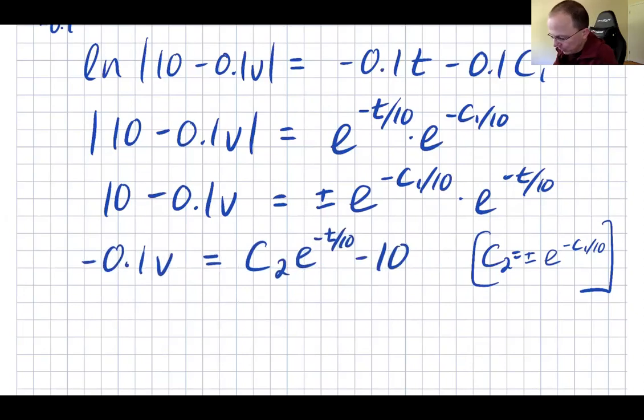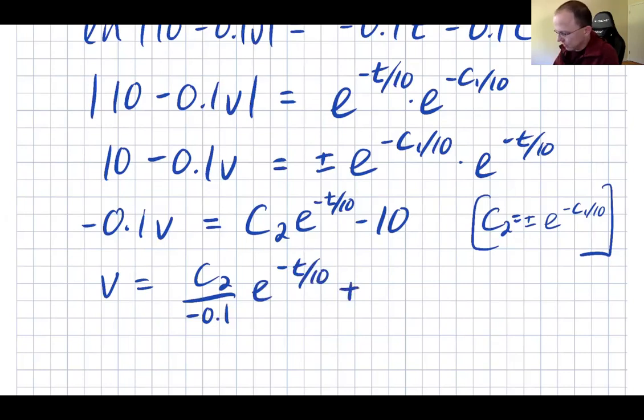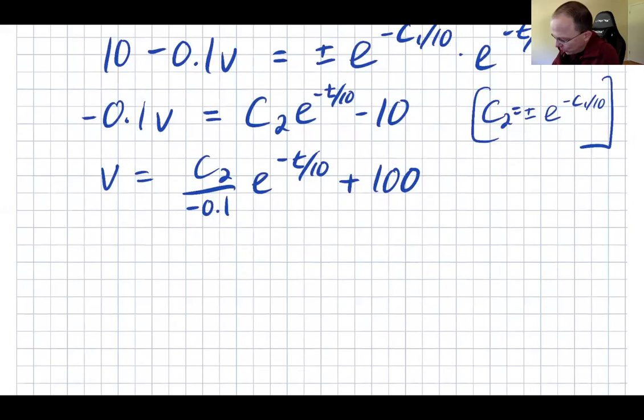Okay, and now divide both sides by negative 0.1. And that will give us v is equal to C2 divided by negative 0.1 times e to the negative t over 10, plus 100. Oh, there's that 100 that we were expecting to see at some point. So that's the limiting velocity. Okay, and now I'm going to let C3 be equal to this C2 divided by negative 0.1.